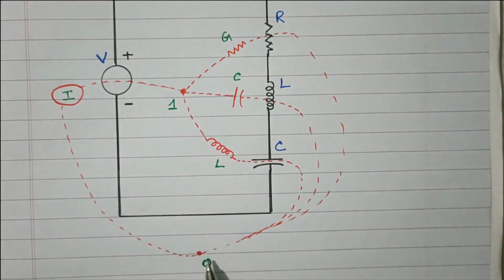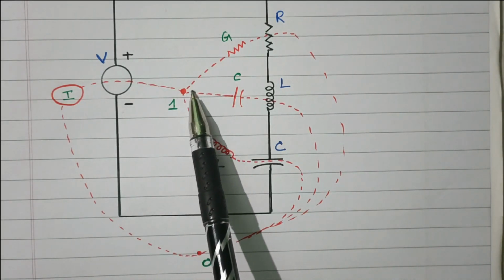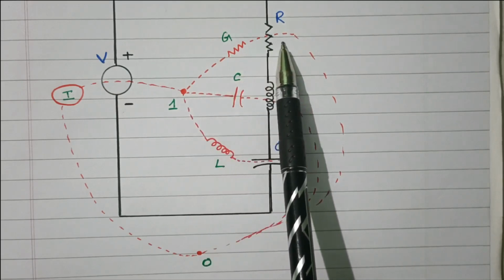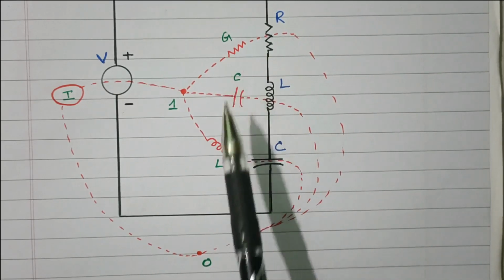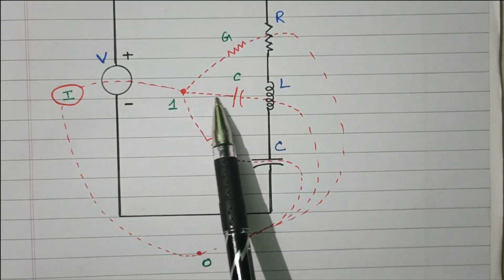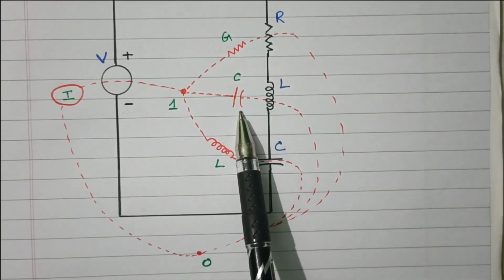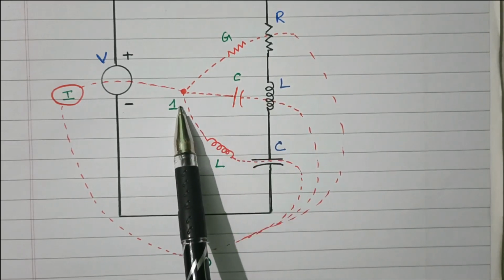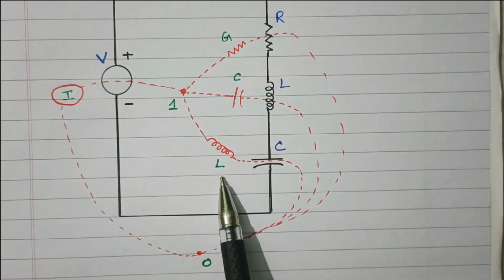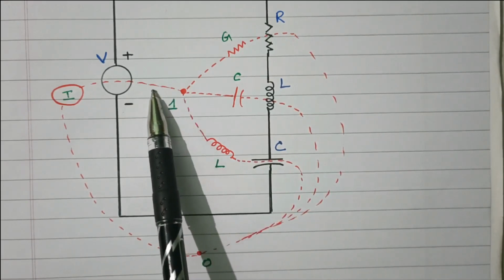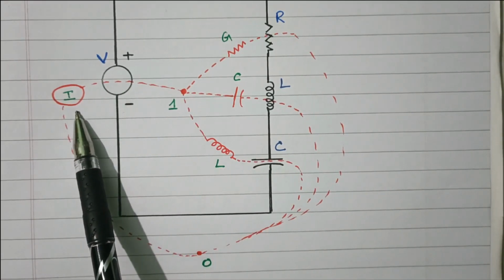While connecting 1 with 0, there are 4 elements available. This dotted line connects dot 1 through the resistor, so that resistor will be converted into conductance in the dual network. Dot 1 is connected to dot 0 through the inductor, so this inductor is converted into capacitor C. Dot 1 is connected through the capacitor, so this capacitor will be converted into inductor. And dot 1 is connected through the voltage source to dot 0, so the voltage source will be converted into current source.